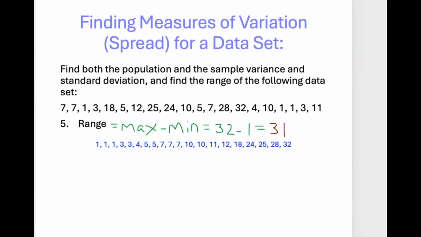The last measure of spread that we were going to go over for that particular example is the range. The range is the maximum minus the minimum. If your data points are already put in order, either ascending or descending, you just look for the highest number, which is 32, and you subtract the lowest number, 1, and that'll give you 31.